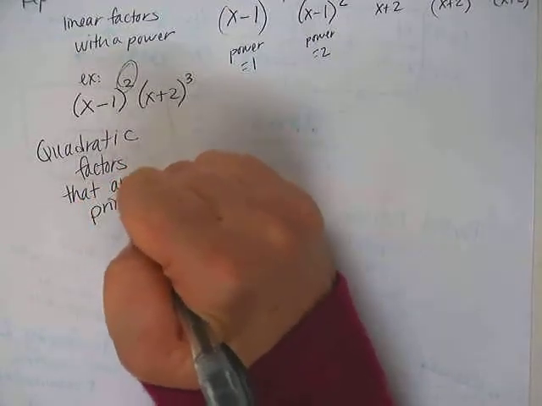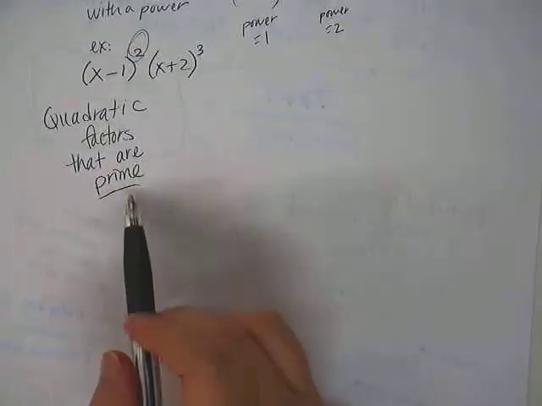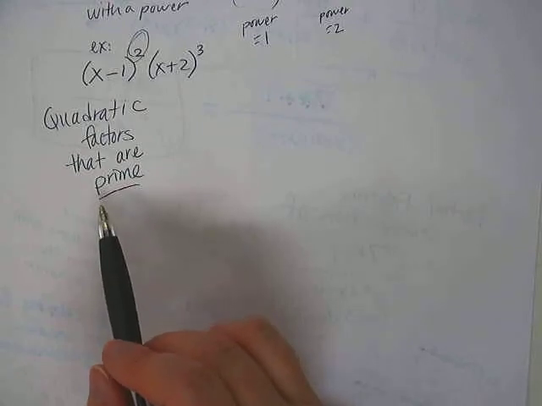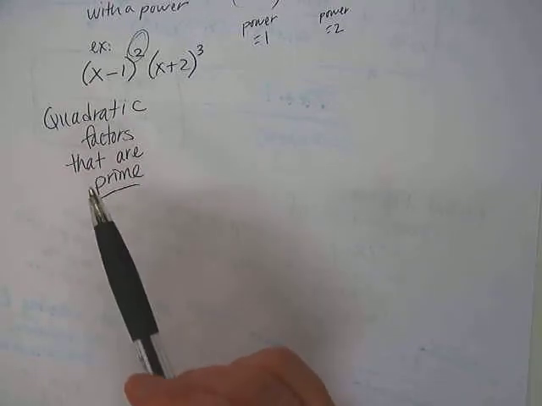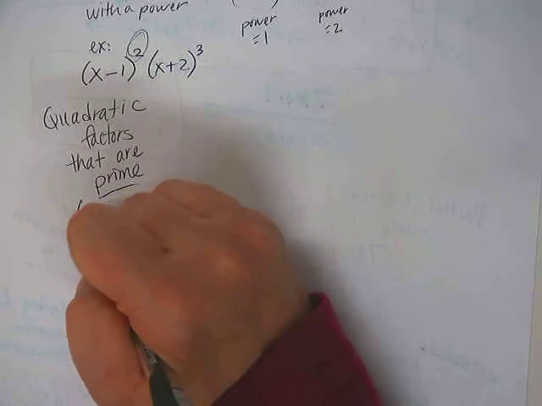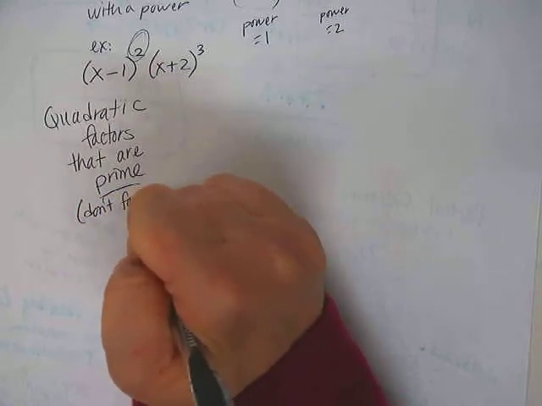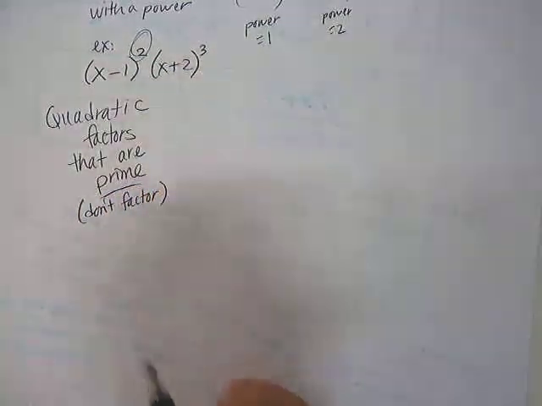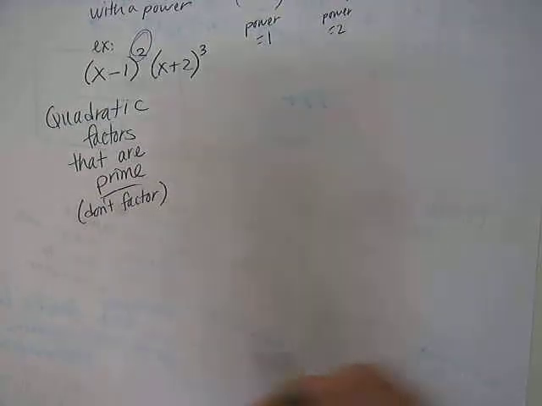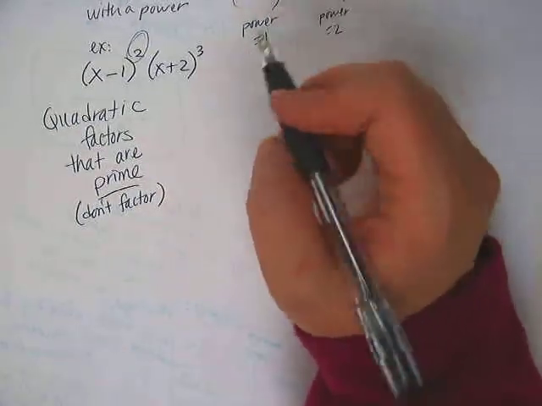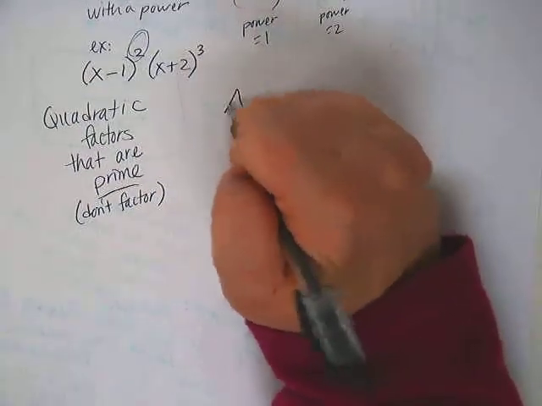Okay, last one is quadratic factors. And in order for them to be quadratic, they have to be prime. Quadratic factors that are prime. Because if you can factor them, you can turn them into linear factors, and that's what you want to do. But if they don't factor, because they're called prime, then you have to leave them as a quadratic factor, and then you do something different.